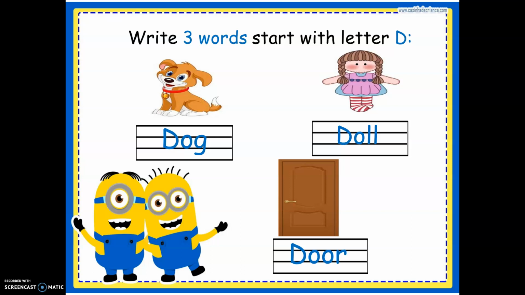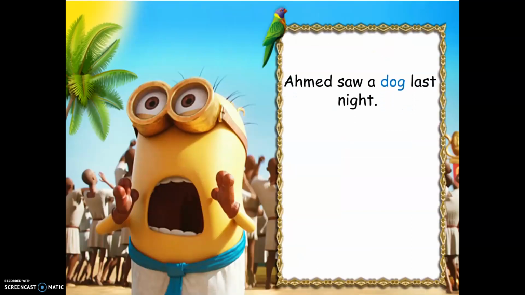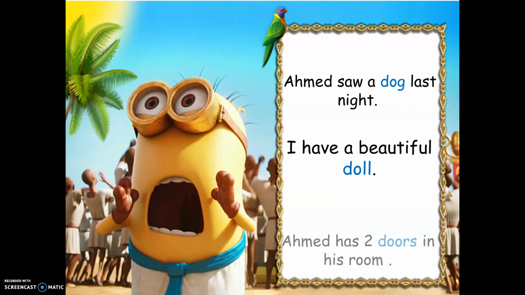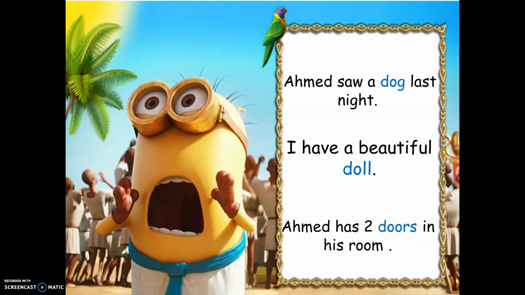Now let's make sentences using these words. Number one, Ahmed saw a dog last night. I have a beautiful doll. Ahmed has two doors in his room.